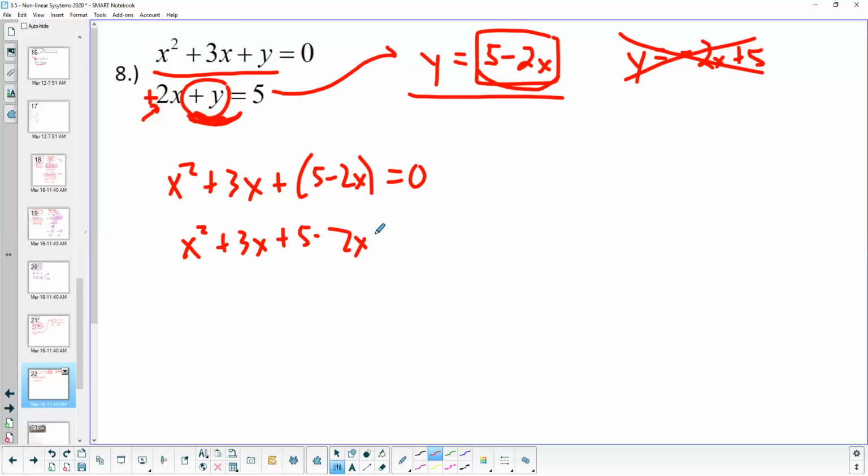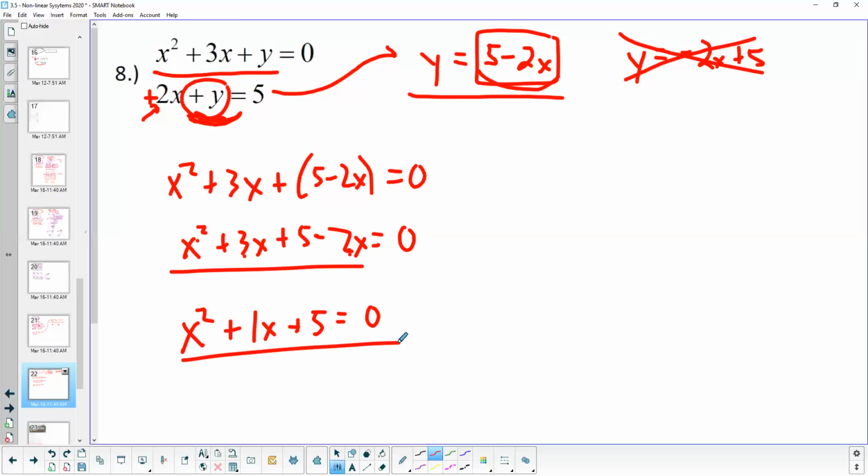And now this one's already set up nicely for us because it's set equal to 0. So the only thing I have left to do is combine any like terms together and make sure that my terms are in descending order. So my x squared first, the x terms next, but now I've got a 3x minus 2x, which gives me a plus 1x, and then plus 5 is equal to 0.